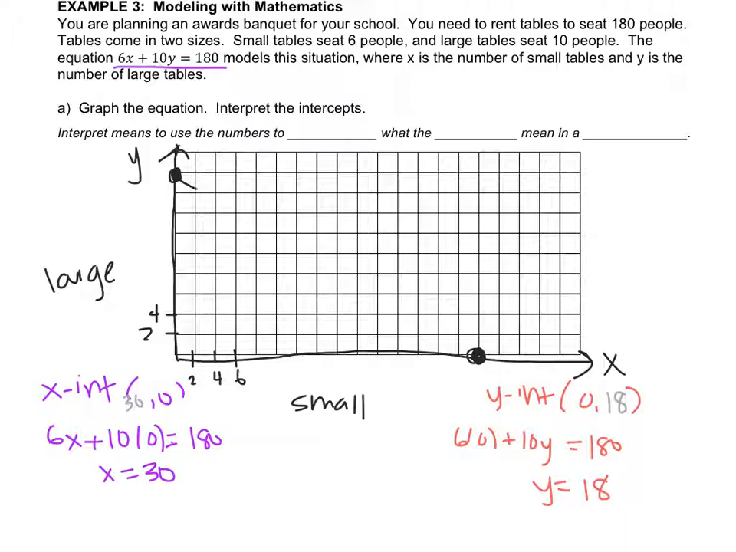I'm not going to extend it because I would not obviously go into the negatives because you can't have negative tables. And I'm going to write the equation on the line. Okay, so that's easy. Graph the equation. Check. Done. Now we get to interpreting. And the first thing that I want to do, though, is I want to tell you what interpret means. Interpret means to use the numbers to explain what the labels mean in a sentence.